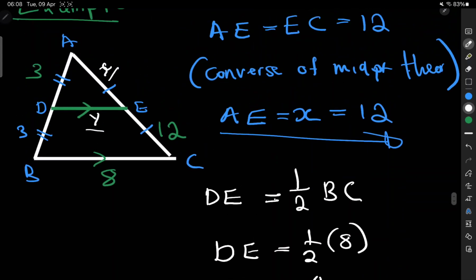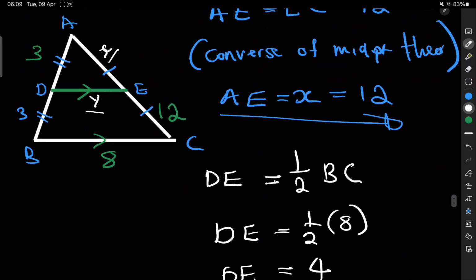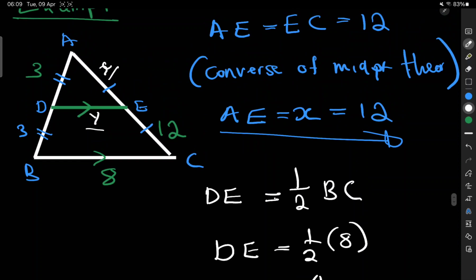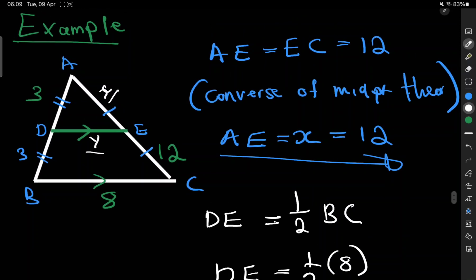So we didn't really need to do much calculation. We just needed to know the converse of the midpoint theorem and the midpoint theorem in order to find the value of the other sides, which are X and Y. These are the type of questions that you're going to get. Obviously, they're going to be more complex and integrated with other theorems of Euclidean geometry, but in simple terms, this is how you apply the midpoint theorem to calculate the value of sides.